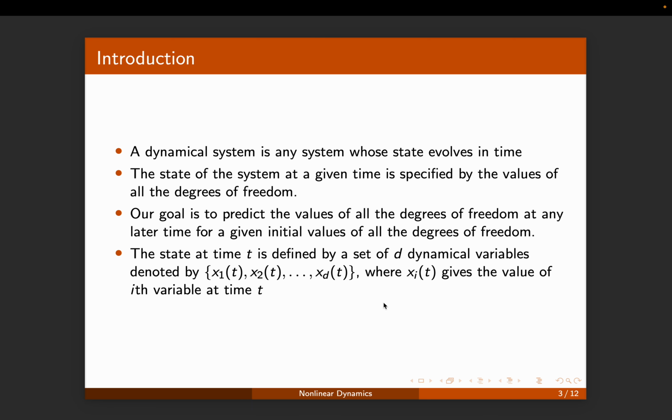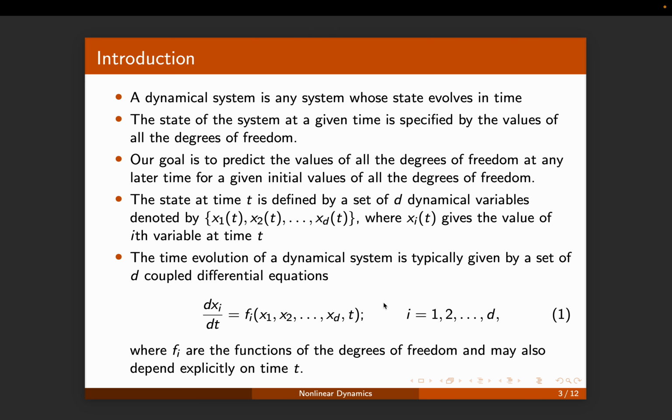The state of the system is defined by a set of d dynamical variables denoted by x1(t), x2(t) up to xd(t). The dynamics of the system is decided by the set of coupled differential equations given in equation 1, where fi are functions of the degrees of freedom and may also depend explicitly on time.